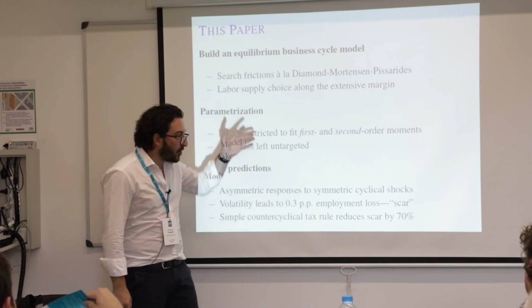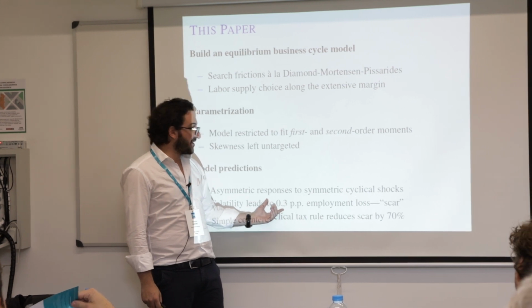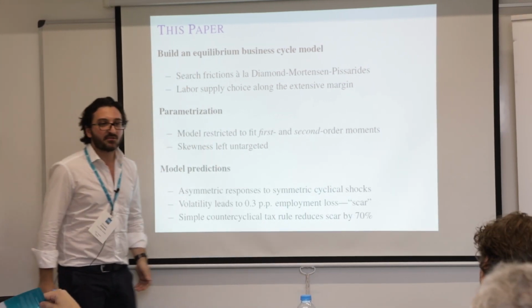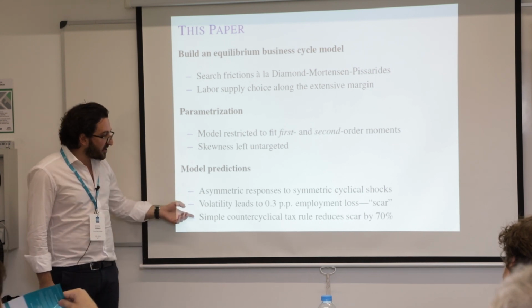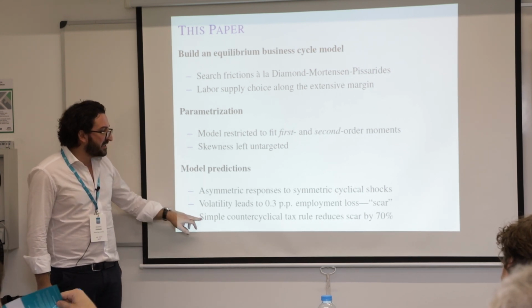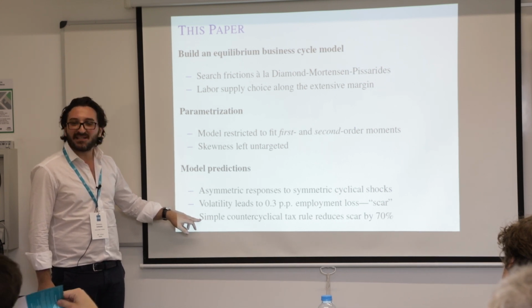Okay? Now, I'm going to call this effect of volatility on the average level scar, okay? Just to find a fancy word that we can easily remember. Now, an implication of this, and this is admittedly the last bullet point, this is still a part of the paper that still needs some work.